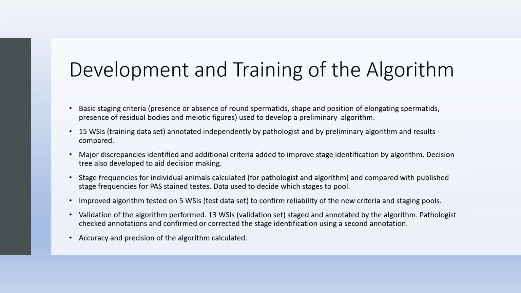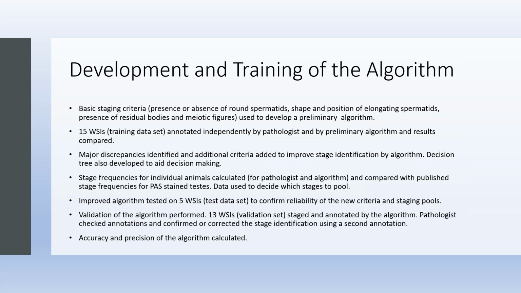What we also did was calculate the stage frequencies for individual animals. This was done both for the pathologist and for the algorithm. And we compared this with the published stage frequencies for PAS stained testes. This had two uses. One, we used the data to decide which stages to pool to try and improve the accuracy of the staging. And the other was to be able to compare the H&E staging with the gold standard PAS staining.